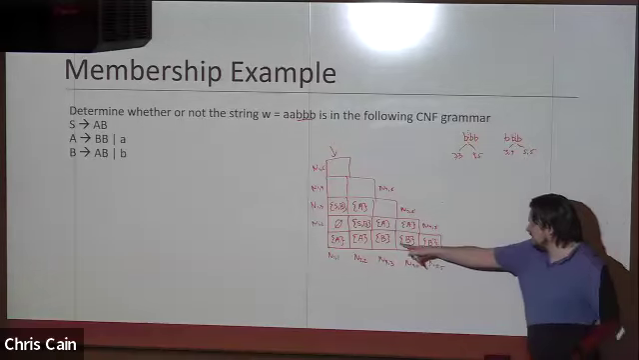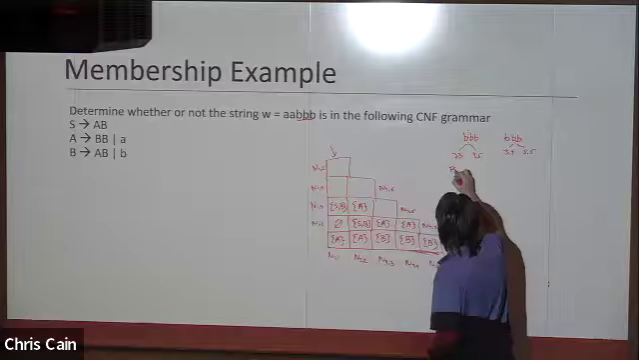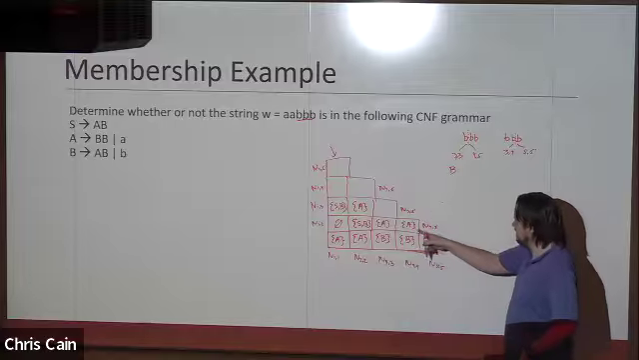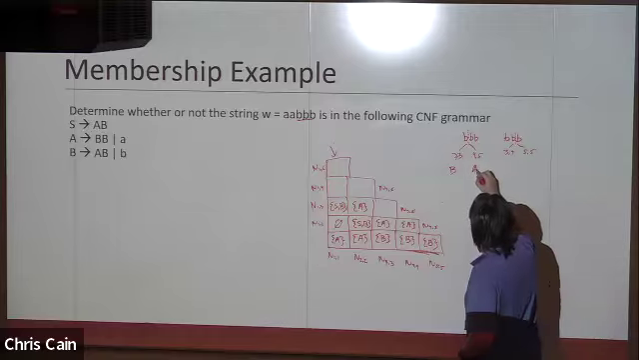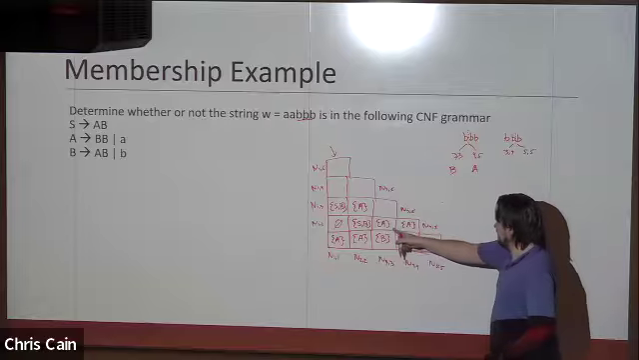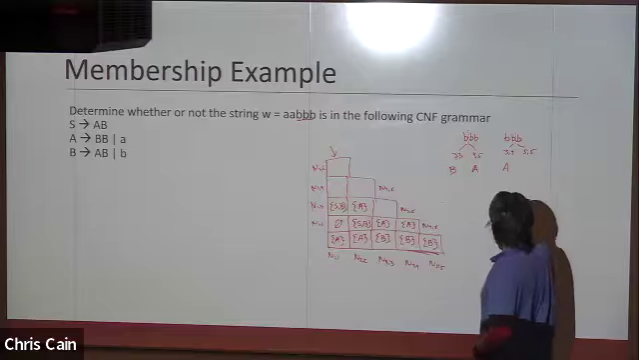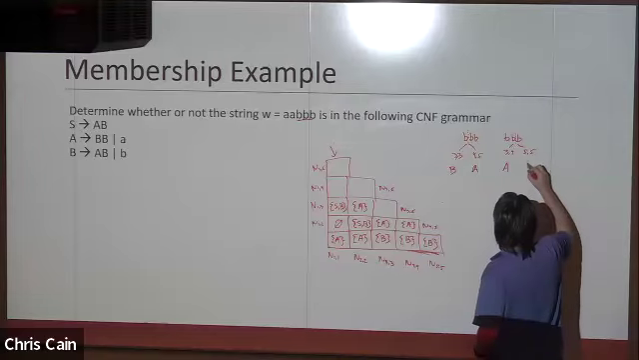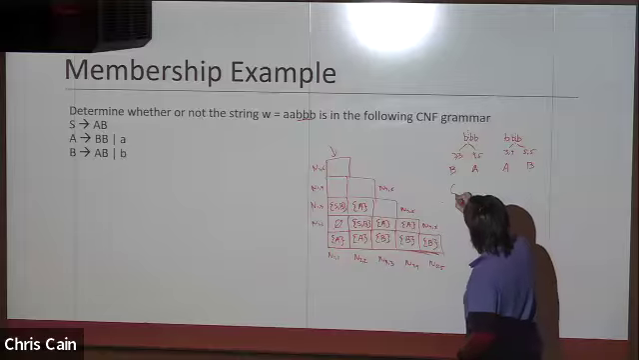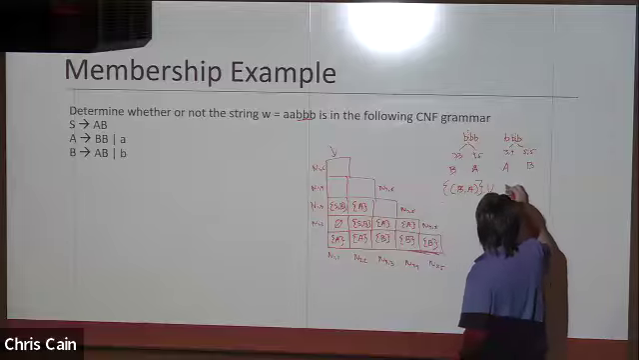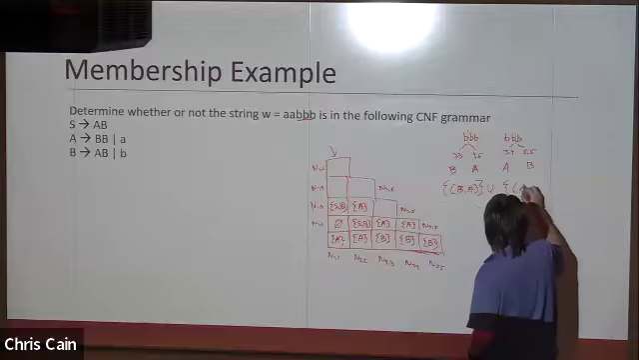So if we look at 3, 3, we get B. If we look at 4, 5, we get A. If we look at 3, 4, we get A. And if we look at 5, 5, we get B. So we get the tuple BA, that set, union the set with the tuple AB. That is a gross A.